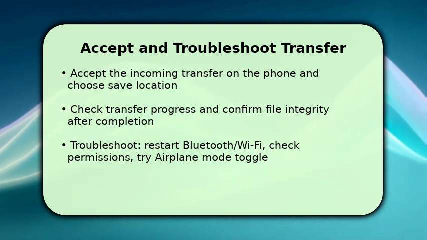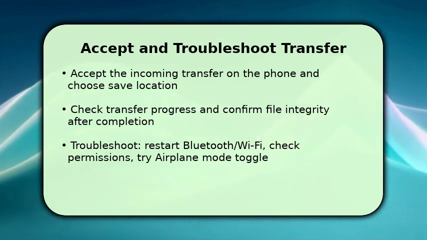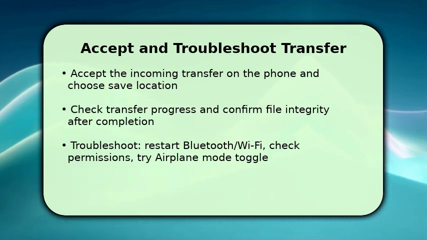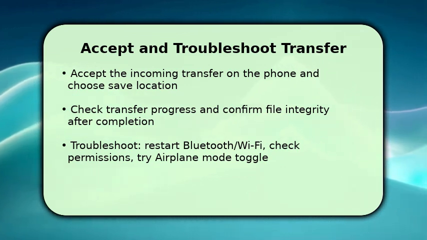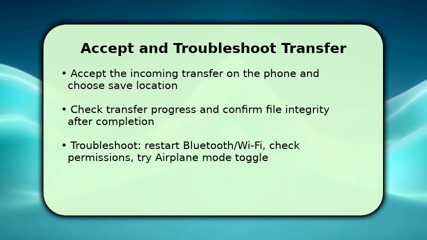If the transfer fails, make sure Nearby Share permissions and location permissions are allowed on the phone, then restart Bluetooth and Wi-Fi or toggle airplane mode to reset radios. One key tip: if devices repeatedly fail to see each other, reboot both devices before retrying to clear transient network state.